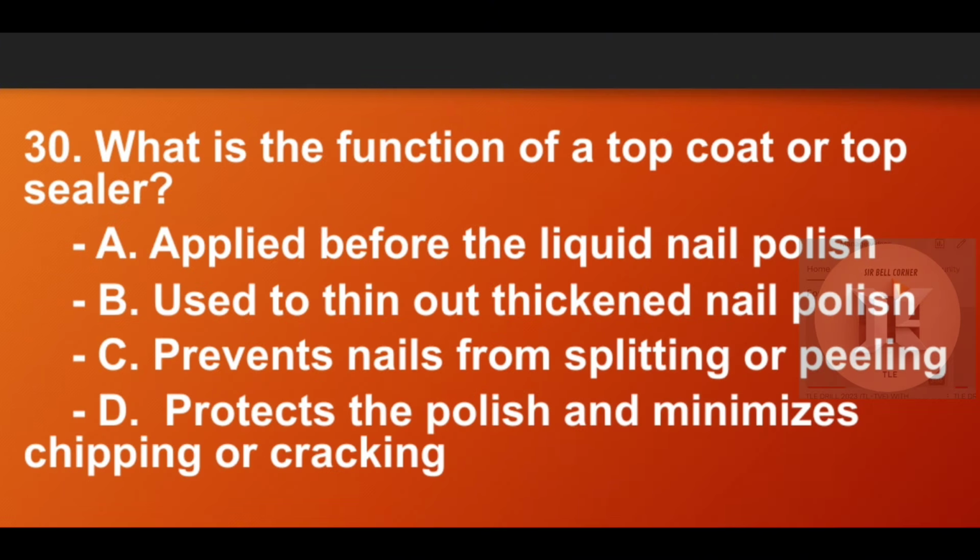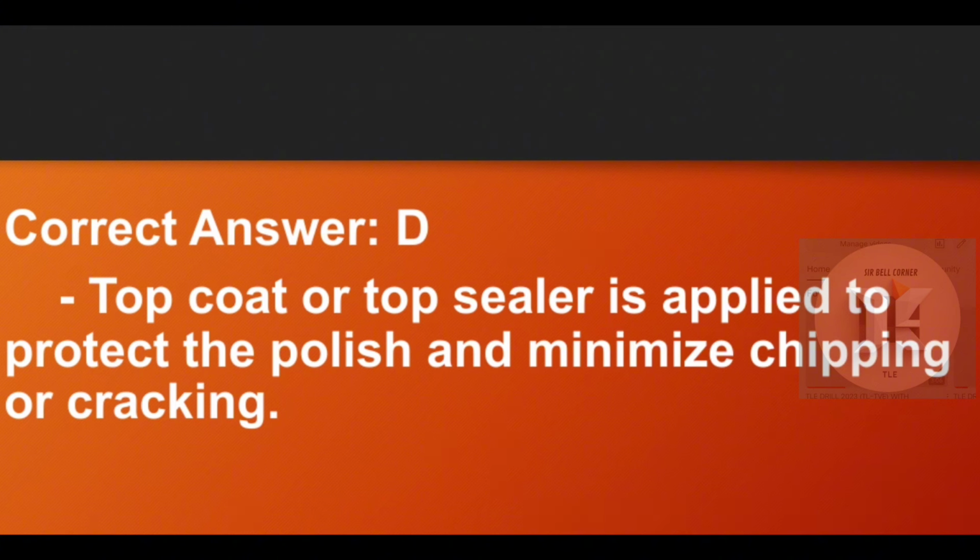30. What is the function of a top coat or top sealer? A. Applied before the liquid nail polish. B. Used to thin out thickened nail polish. C. Prevents nails from splitting or peeling. D. Protects the polish and minimizes chipping or cracking. Correct answer. D. Top coat or top sealer is applied to protect the polish and minimize chipping or cracking.